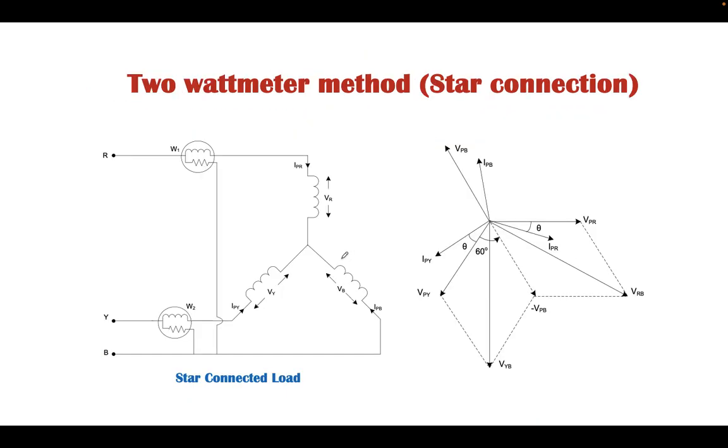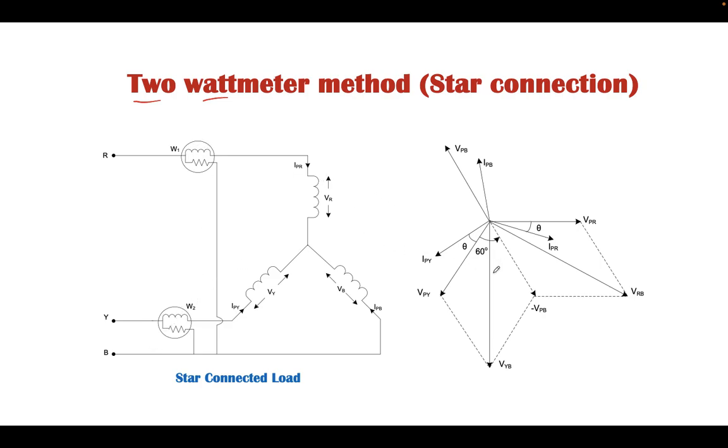Now, the most common method for power measurement in three-phase system is 2 wattmeter method. And in this class, we are going to discuss the 2 wattmeter method. Though there are 2 wattmeters, we have to measure the power of 3 phases. In that case, we need to identify how these 2 wattmeters can measure the power of 3 phases.